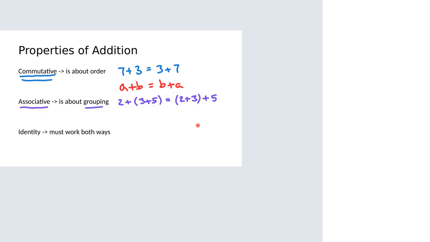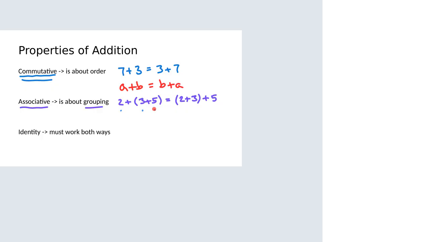That's a true statement. And what's changed here, what is different, is that on the left, the 3 and the 5 are grouped together. On the right, the 2 and the 3 are grouped together. It's the grouping that has changed. You'll notice the order is the same.